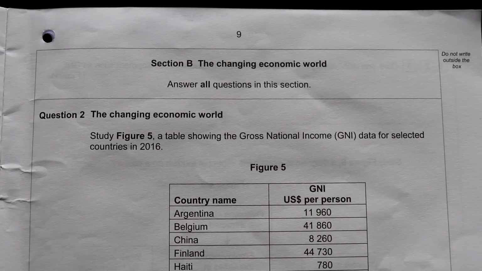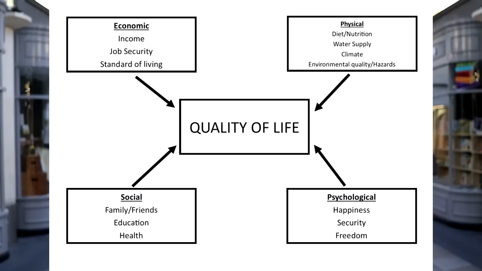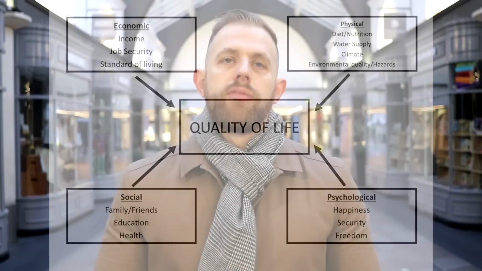Right, moving on to section B, the changing economic world. And this starts with defining what is quality of life. So when we talk about quality of life, we want to look at the economic, physical, social, and psychological aspects about quality of life. You should have full knowledge of the LIC, NEE, and HICs around the world.